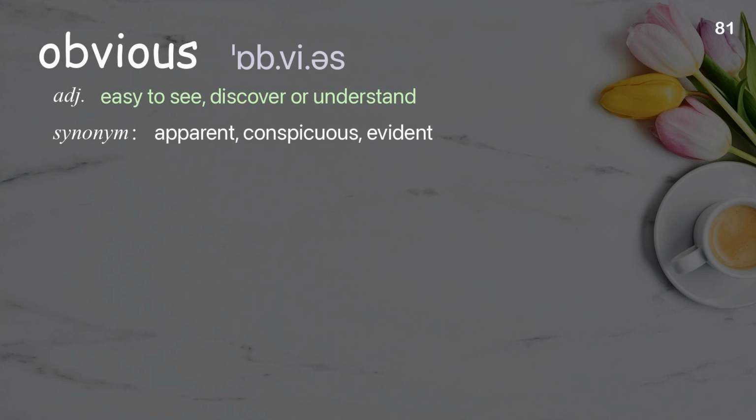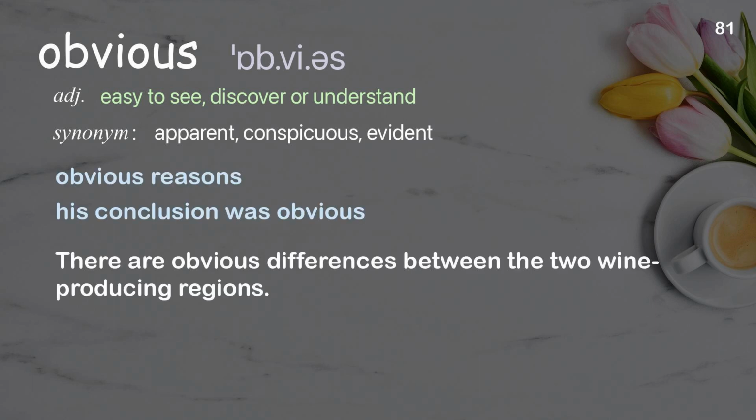Obvious. Easy to see, discover or understand. Examples: Obvious reasons. His conclusion was obvious. There are obvious differences between the two wine-producing regions.